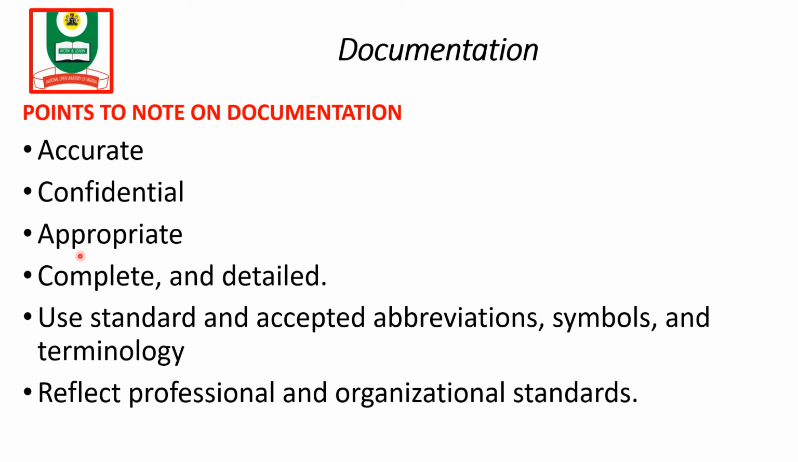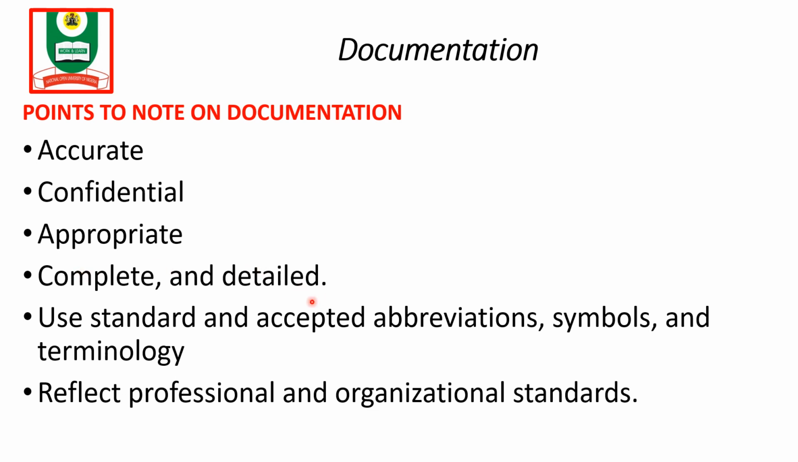Your documentation must be appropriate. In other words, when you have primary source data, it should be indicated. When it's a secondary source of data, it should be indicated, and there should be a reason why you do that. That is appropriateness, why you have to do it. Then your documentation must be complete and it must be detailed.